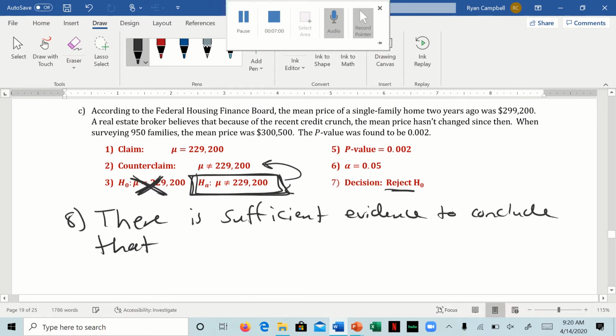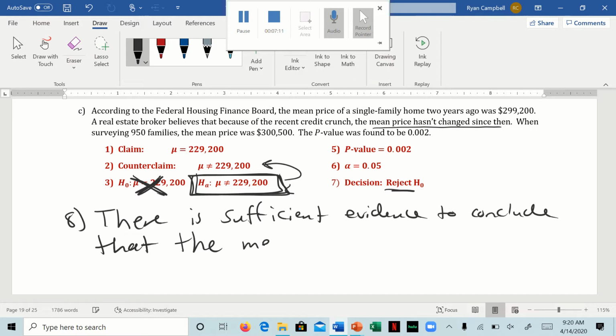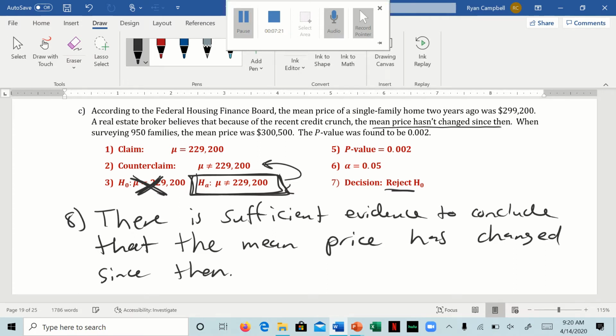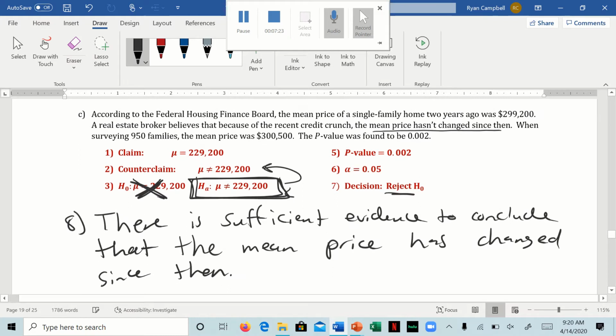So if we look at our claim, the claim says the mean price hasn't changed. So the opposite of that, the counterclaim, is going to be that there wasn't enough evidence to prove that the mean price has changed since then, right? So basically what's happening is that because we always want our alternative hypothesis to be the does not equal to, less than, or greater than, sometimes it's not going to be the exact same thing as your claim.